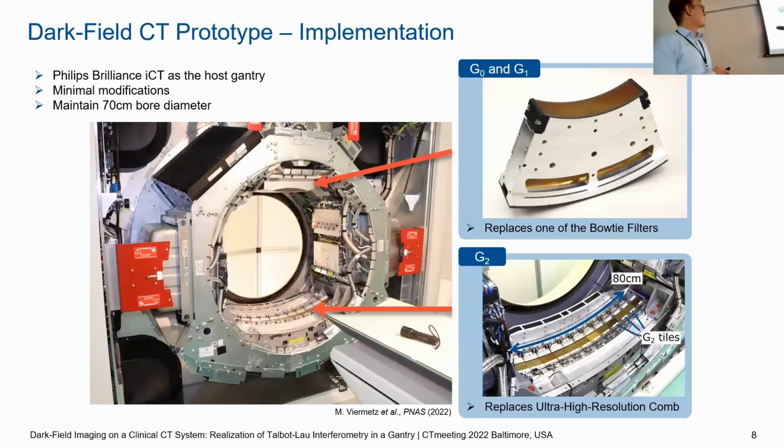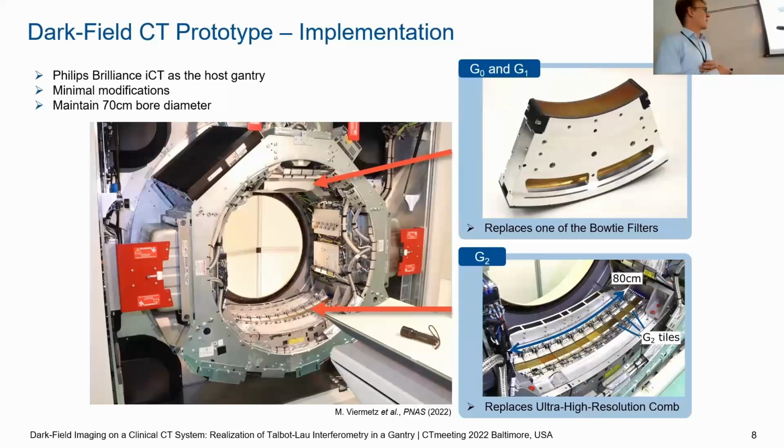And we implemented this into a Philips Brilliance iCT gantry. And our objective was here to keep the modifications to the system as small as possible. And there we achieved this by implementing the first two gratings directly into the collimator box. So basically this compact assembly of the first two gratings goes in there and replaces one of the bow tie filters, which is a pretty straightforward, elegant solution.